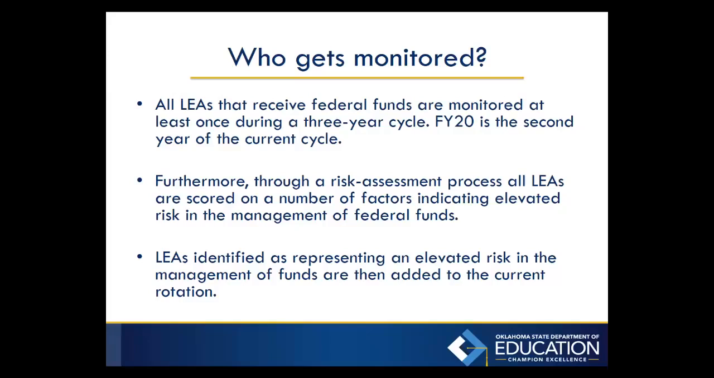So there's the 3-year cycle. In addition to the 3-year cycle, we do a risk assessment of all of the LEAs in the state, and they are scored on a range of factors indicating risk in the management of federal funds. LEAs that are identified as representing an elevated risk in the management of federal funds are then added to the current rotation. So about 90% of the districts being monitored are just regularly scheduled, and then there's about another 10% who have been added to that rotation.